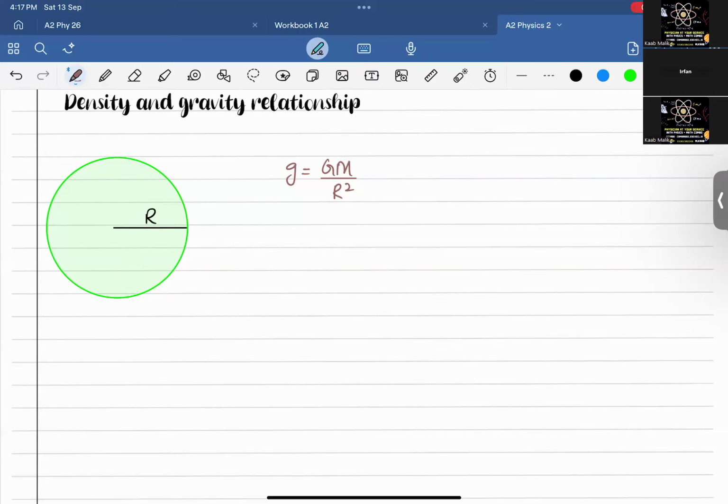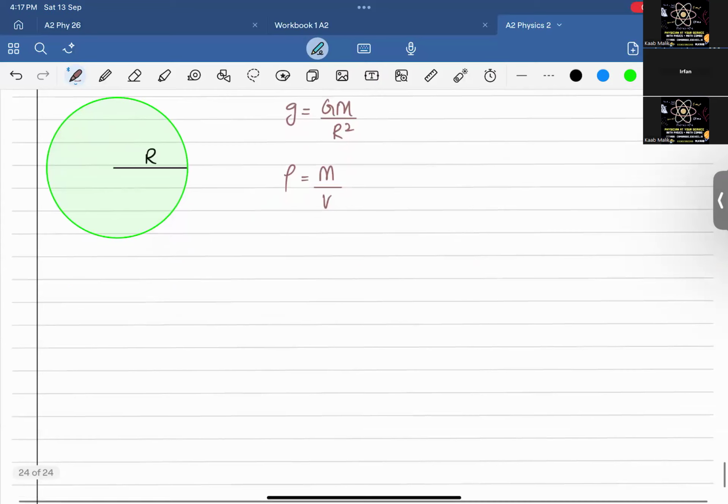In place of M, I can replace the mass using density, which is equal to mass over volume. Density equals mass over volume. This is what we know. We also know that we are considering the Earth as a sphere, a perfect sphere.